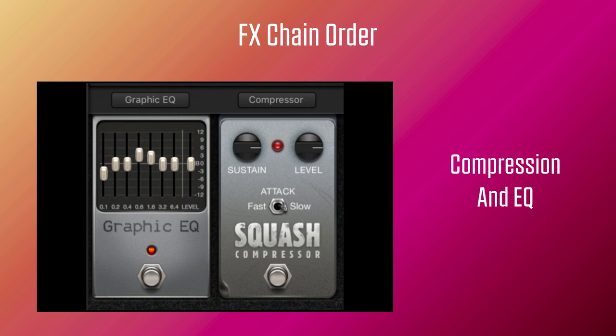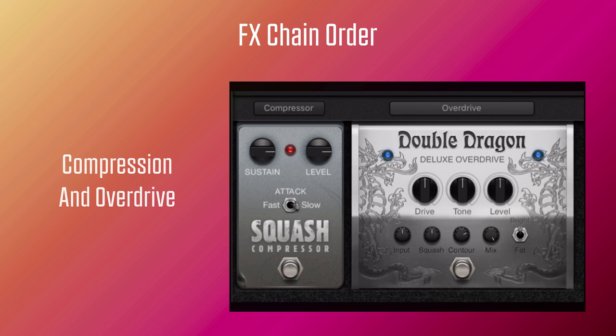The difference can be quite subtle, but having the compressor following the EQ usually gives the smoother sound. There are also choices to be made when compression and overdrive are used in combination. A typical overdrive pedal applies more distortion to the early part of a transient sound, such as a guitar or a piano, with the amount of distortion reducing as the sound dies away.